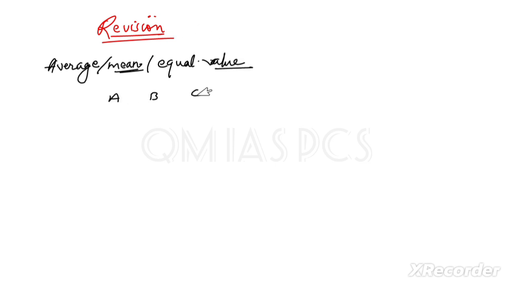What is average? What we have discussed till now. Average means we can say this is the mean, or you can say equal values. Like if I say there are three persons A, B and C. A has 100 rupees, B has 80 rupees and C has 90 rupees. Our task is to make equal money for all, so we will add all values and divide by 3.